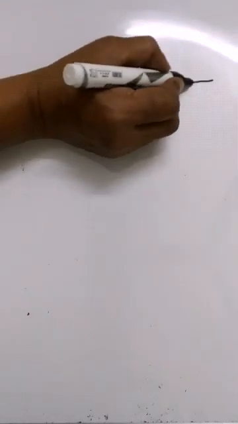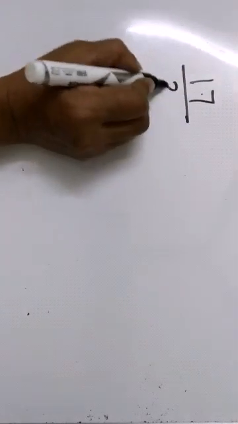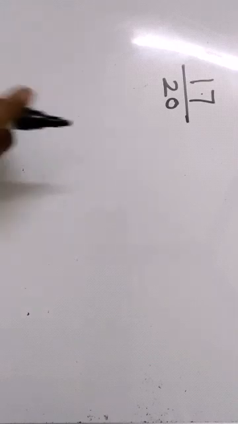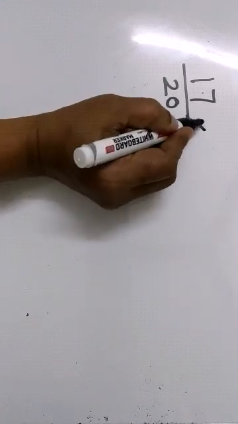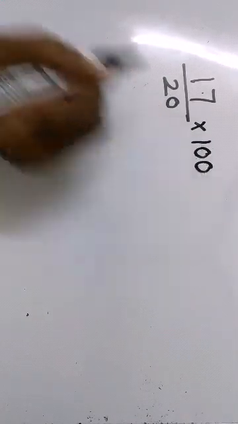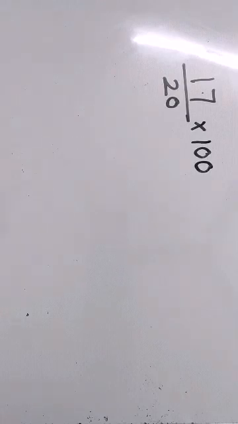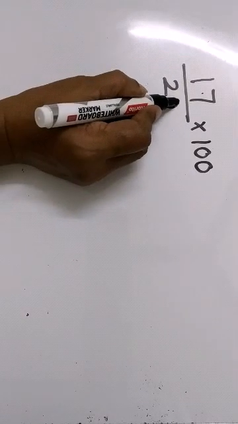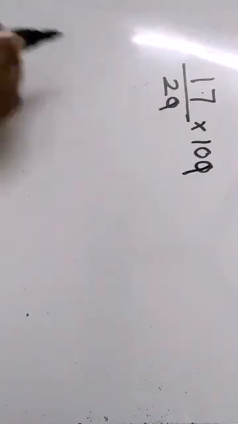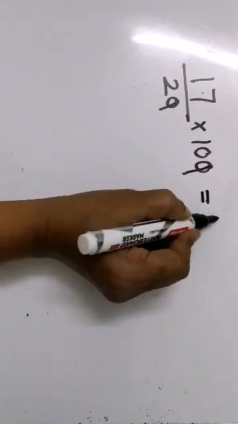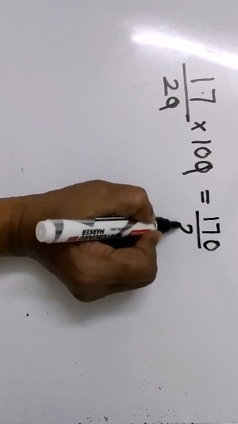Let's take 17 upon 20. Okay, that is 17 out of 20. So we have to express this fraction as a percent. So you need to multiply it by 100. Percent means 100. Right? Now, children, here be careful. There is only 1 zero. So we can cancel only 1 zero. Right? So now if you multiply 17 into 10, you get 170 upon 2.